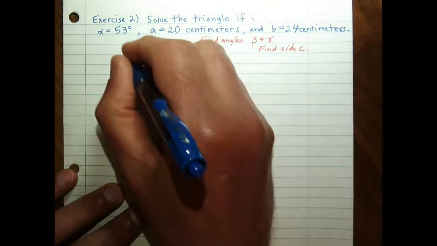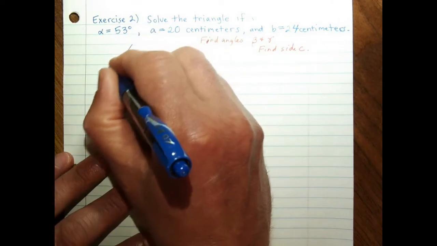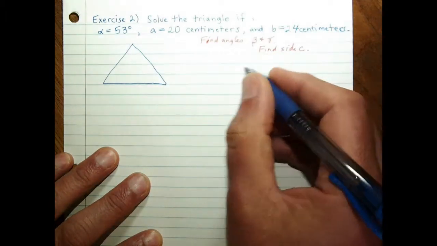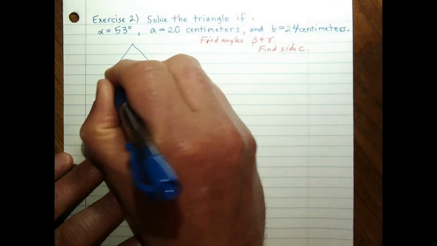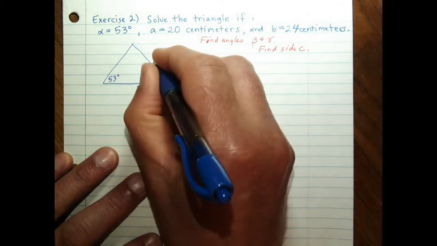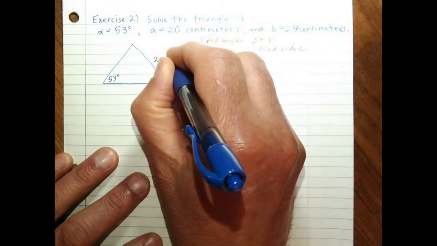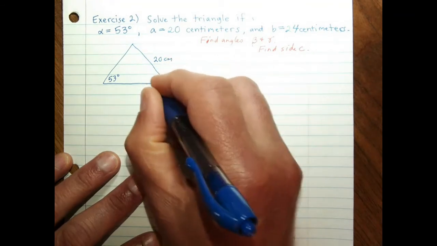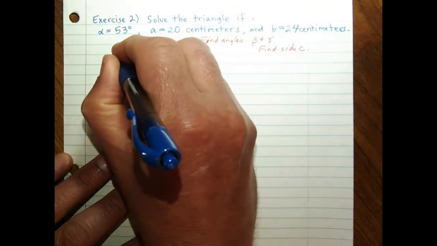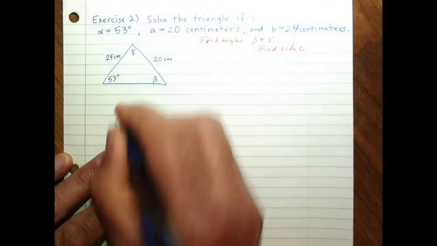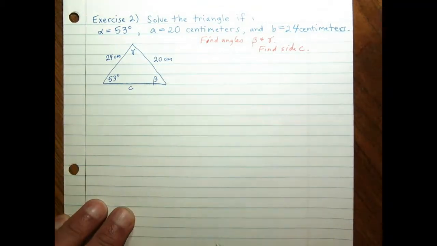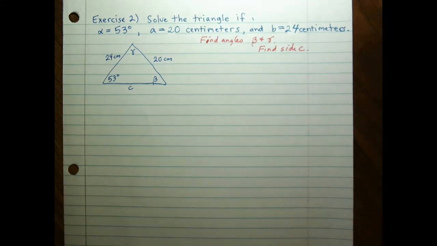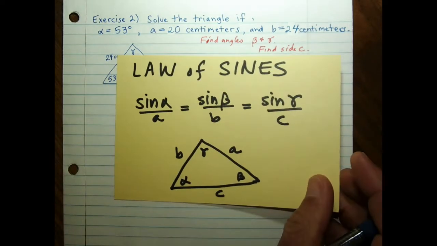I am going to try to draw a rough sketch of the situation here. And let's see, 53 degrees at alpha, so if this is alpha, across from it is 20 centimeters, A. If this is angle beta, across from it is 24 centimeters. If this is angle gamma, across from it is side C. And, well, let's see what we can say using the law of sines.